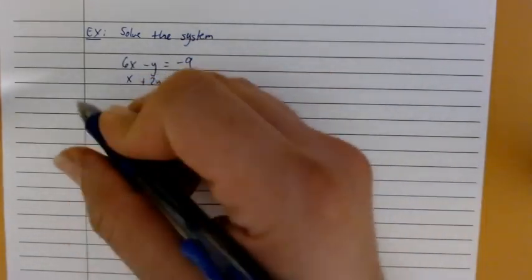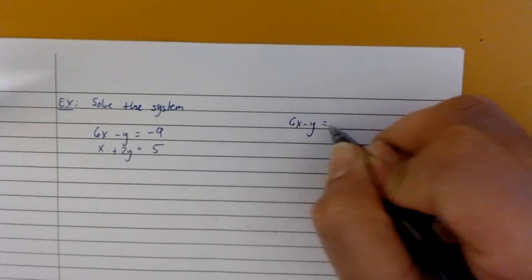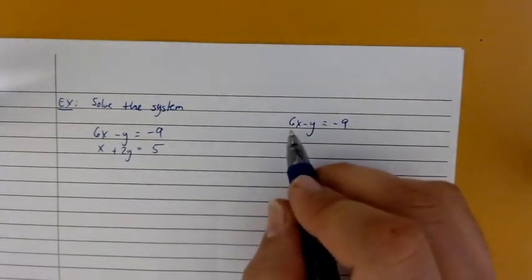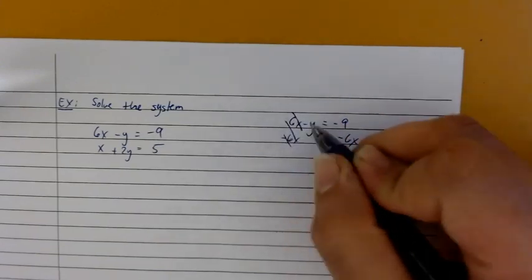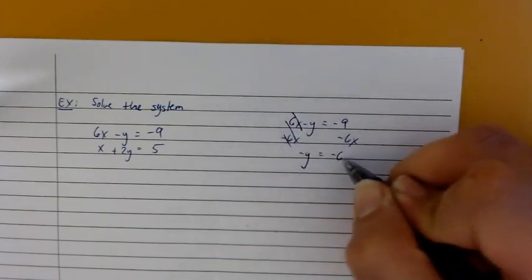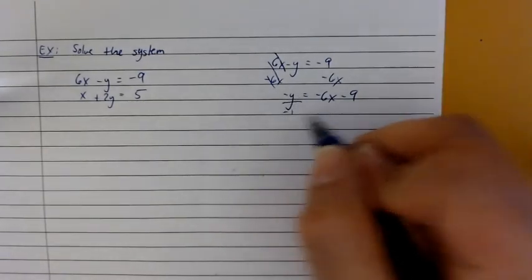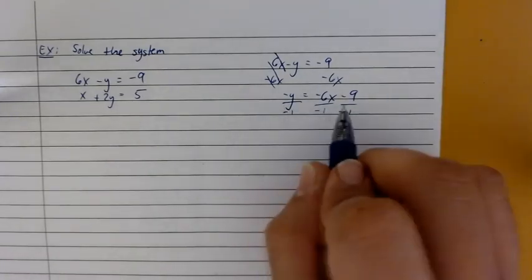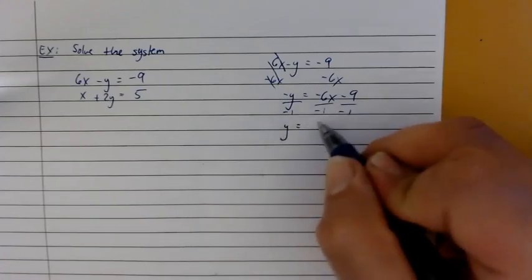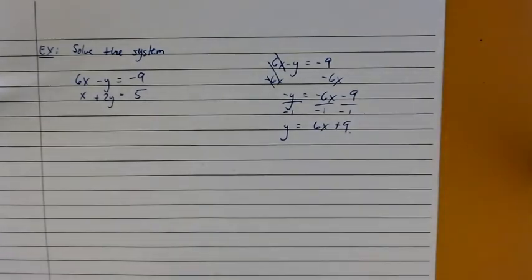So let's see here. If I have 6x minus y equals negative 9, I can go ahead and subtract the 6x from both sides. 6x minus 6x goes away, leaves me minus y equals minus 6x minus 9. And then if I divide everything by a negative 1, that doesn't change any of my numbers, but it does change all their signs. So this will give me y equals positive 6x plus 9, just like that. Okay? So let's go ahead and graph this.